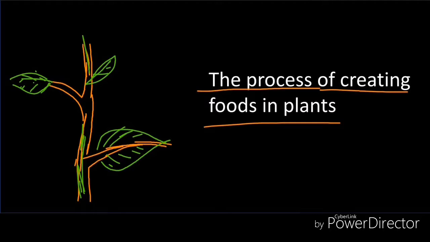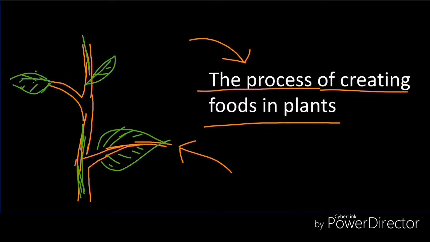Suppose this is a plant here, and we know that we don't need to give a plant any food. I think you have never seen someone giving a pizza or hot dog to a plant, right? Why don't plants need to get any food from us? The answer is they create their own food, and the process they use to create their own food is photosynthesis. The process of creating food in plants is called photosynthesis.